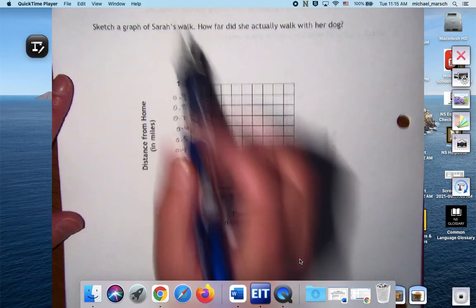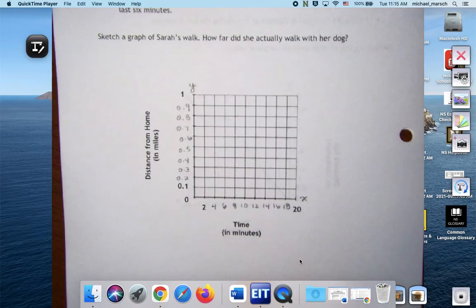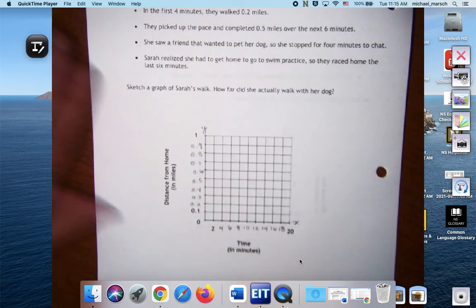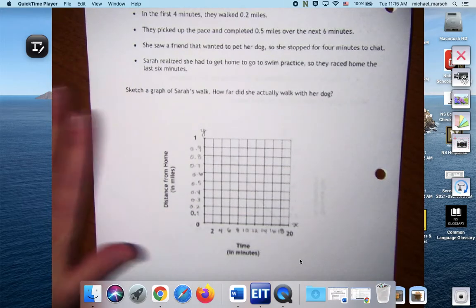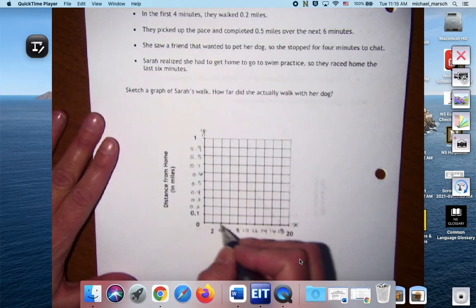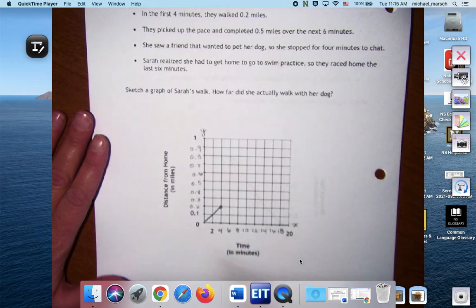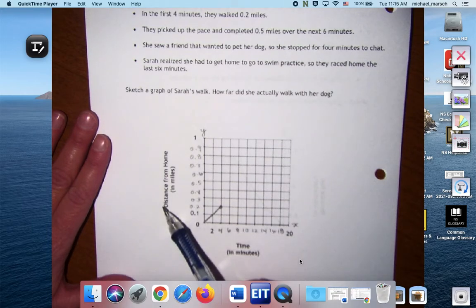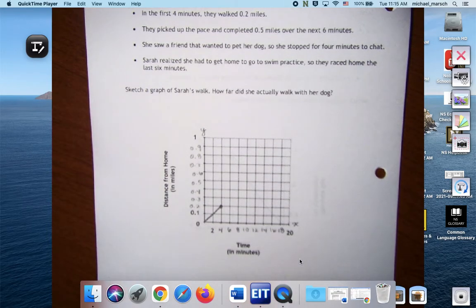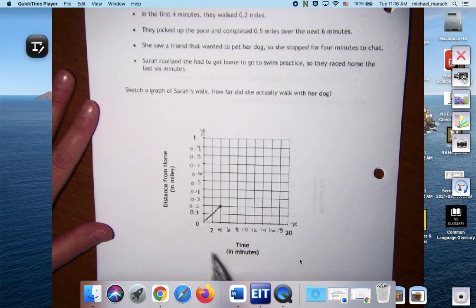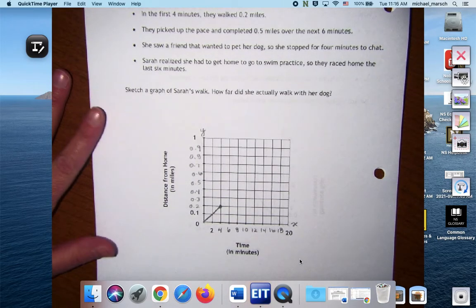All right, let's look at Sarah's situation here. We all have our graphs filled in. In the first 4 minutes, they walked 0.2 miles. So I'm going to go over to 4 minutes, up to 0.2. And this time, it's distance from home and time. So we're looking at how far away Sarah is from home and how long she's been walking.